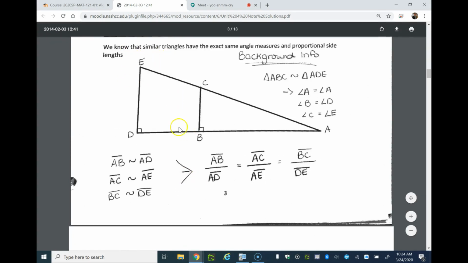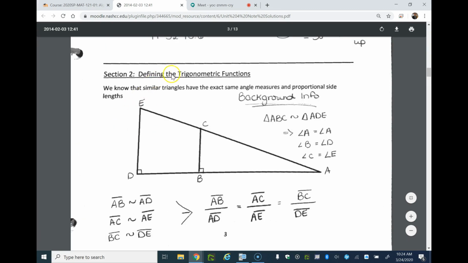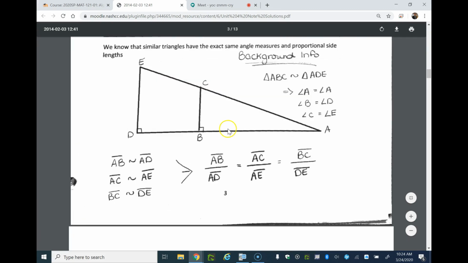So section 2, we're going to be defining trigonometric functions. If we have a triangle within a triangle, so here's my big triangle, and then we have another triangle inside, like so. These triangles are considered to be similar, and because they're similar, the angles are going to be equal to each other, and the proportion of the lines will also be equal to each other.